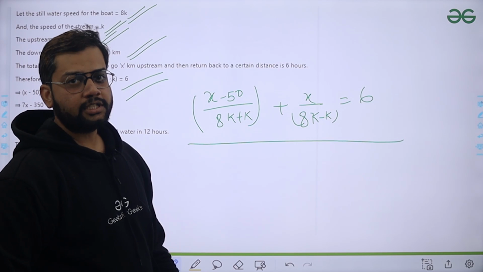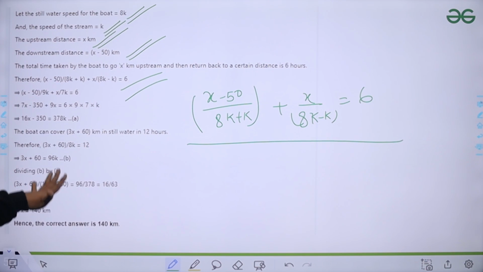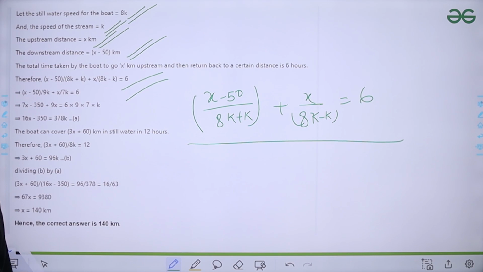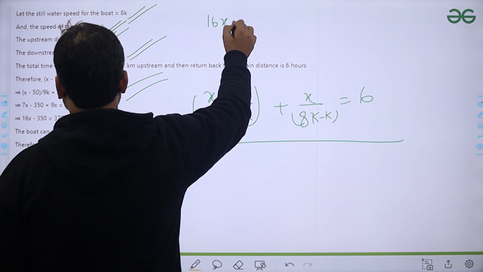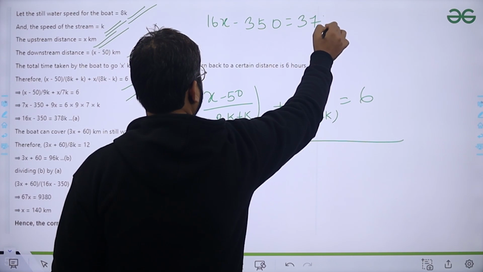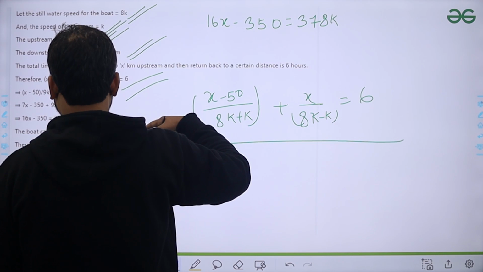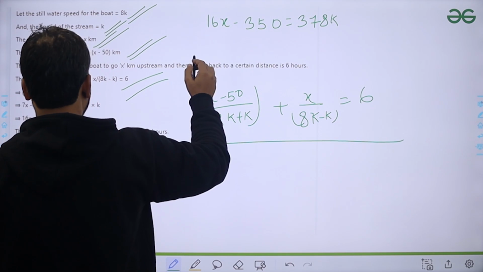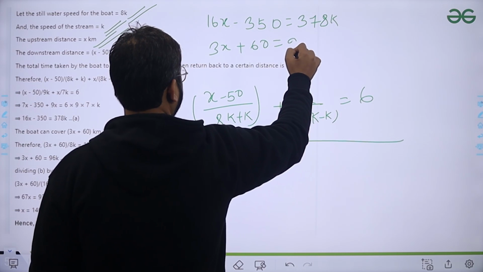वही स्पीड इज इक्वल टू डिस्टेंस अपॉन टाइम लगा रहे हैं और कुछ नहीं लगा रहे हैं. ठीक है, इक्वेशन नंबर 1 और इक्वेशन नंबर 2. ठीक है, यहाँ से अगर हम लोग का निकला, सो इक्वेशन नंबर 1 इज कमिंग एज अ 16x माइनस 350 इज इक्वल टू 378k. ठीक है, एंड इक्वेशन नंबर 2 इज कमिंग एज अ 3x प्लस 60 इज इक्वल टू 96k.